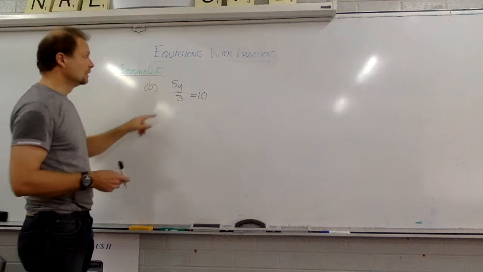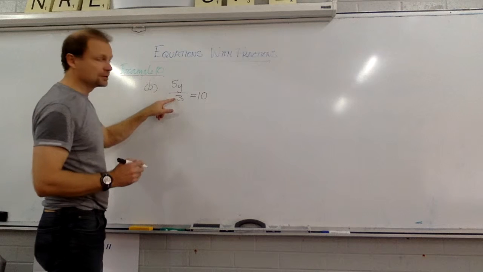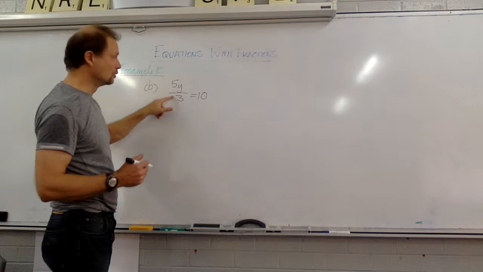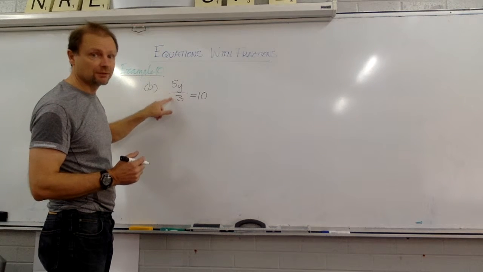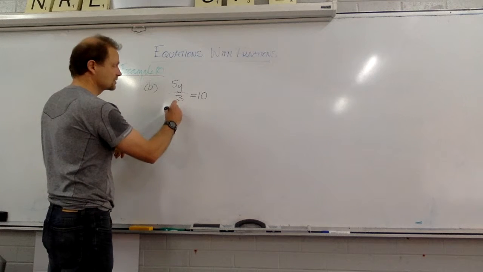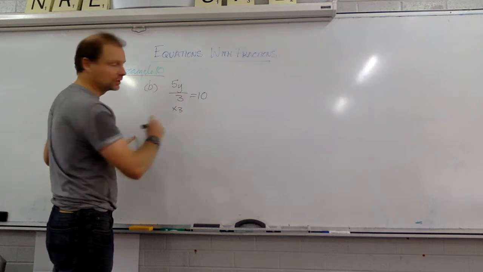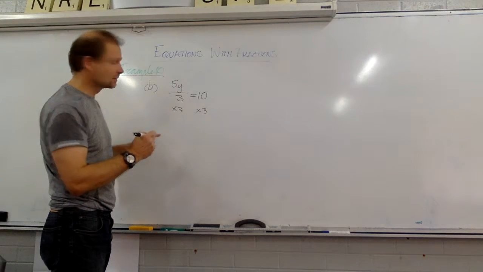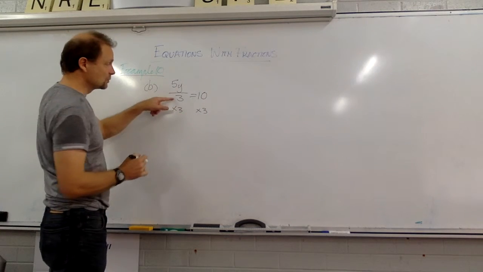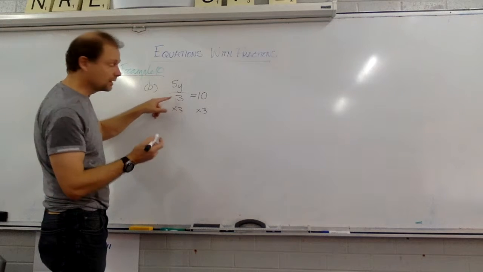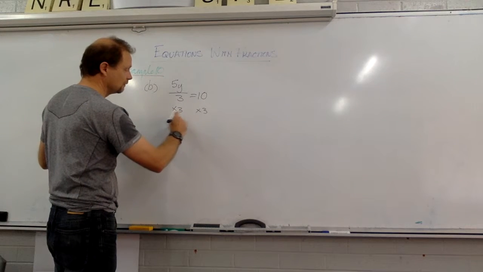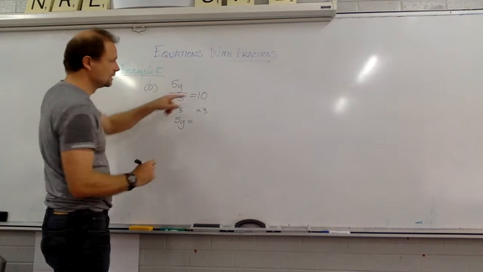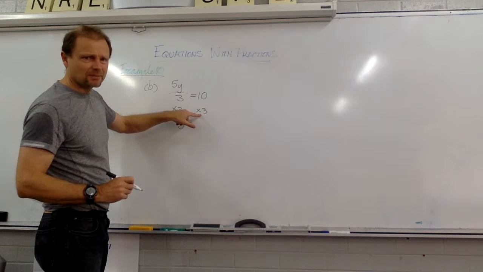Okay, so to get rid of a divide by 3, or over 3, it still looks like a fraction, but divide by 3, you guessed it, we multiply by 3. And what we do to one side, we do to the other side, just to keep it balanced. So our intention was to get rid of this 3, and that's what happens. We end up with 5y equals 10 times 3 is 30.